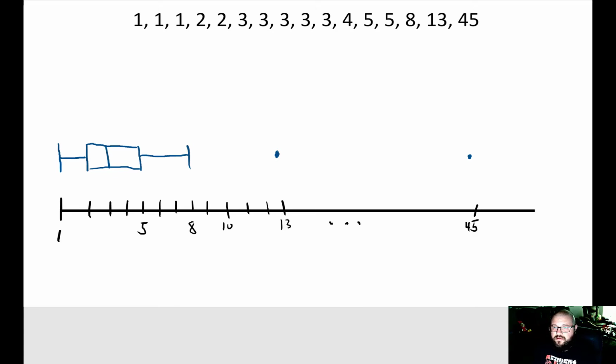Alright, so again, we have our min at 1, those are connected to our Q1, our median, Q3, and our max, and then our 2 outliers. And that is how that will always be done for drawing a box plot.